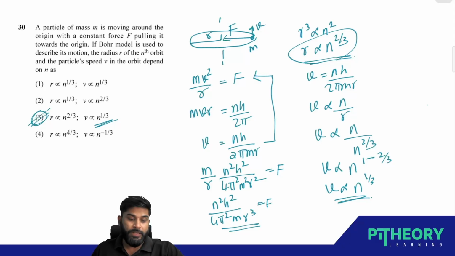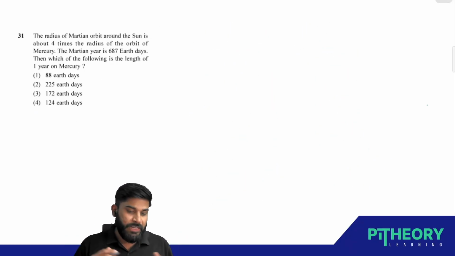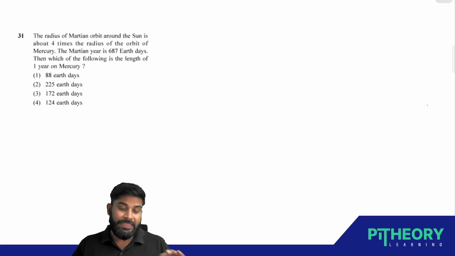Question number 30 is having answer option 3, right? Well, here is question number 31 now. The radius of Martian orbit around Sun is about 4 times the radius of orbit of Mercury. The Martian year is 687 Earth days. Then which of the following is the length of 1 year on Mercury is the question here.